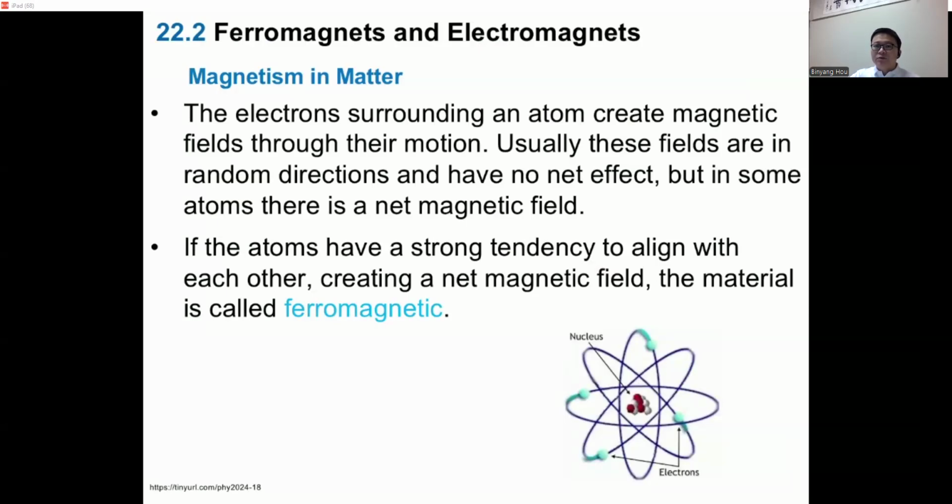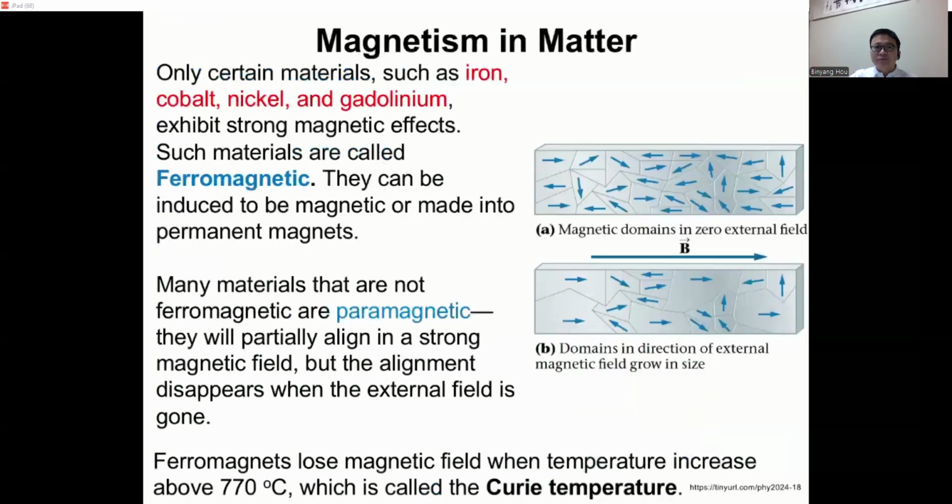However, there's certain material where some of the electrons move in the same direction, so they have a tendency of lining up the magnetic field produced by those electrons. We call those ferromagnetic materials, and there are not many of them. Iron, cobalt, nickel, and gadolinium are the ones that have this effect. So they are called ferromagnetic materials.